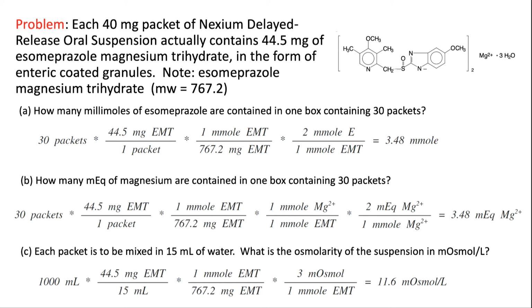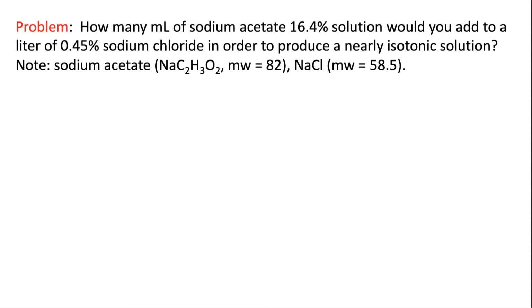If you do that math, you'd get 11.6 milliosmoles, and I'll remind you that's the amount specified starting with per liter or per 1,000 milliliters. So 11.6 milliosmoles per liter is essentially the osmolarity, which is 11.6, and that completes this question. All right, let's begin with the next question.